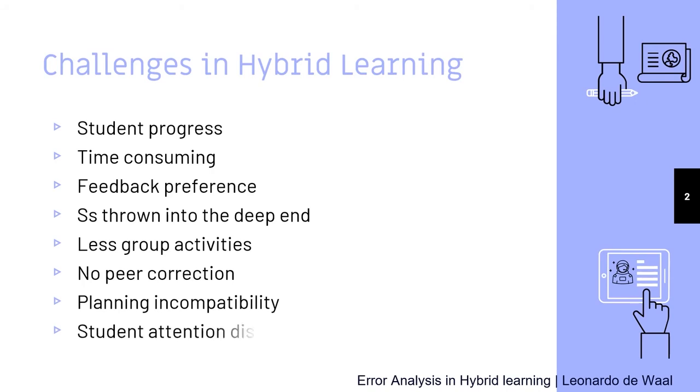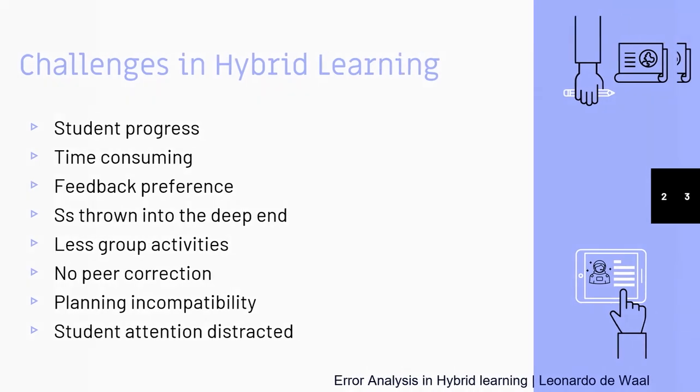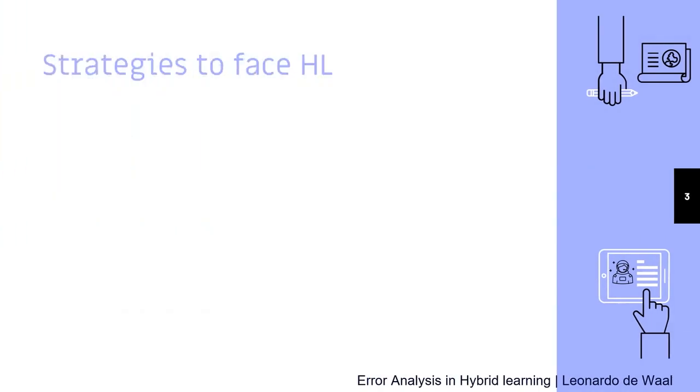Finally, at home, it has been known that students become easily distracted, which may actually affect written accuracy. These challenges have changed the way we teach and even the way we deliver feedback or do error correction.